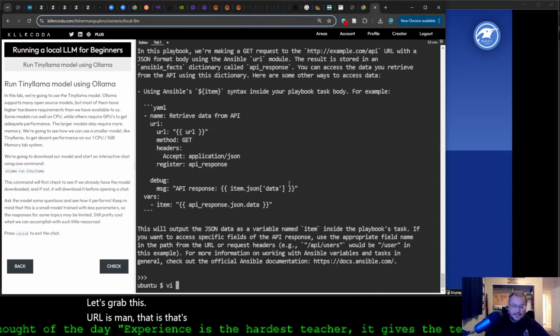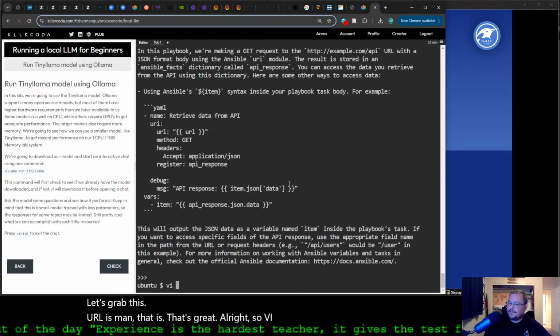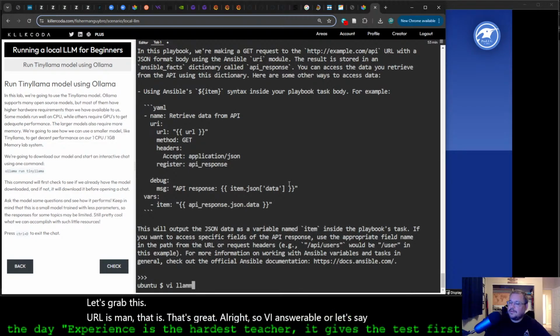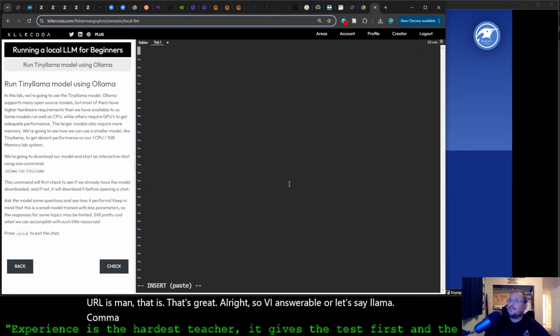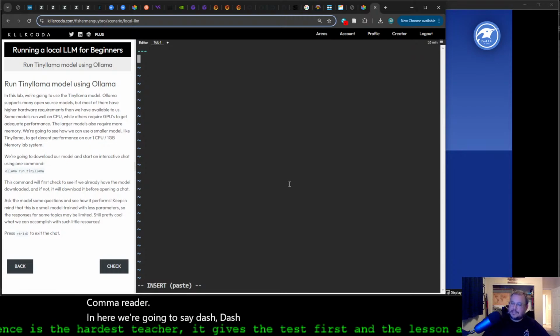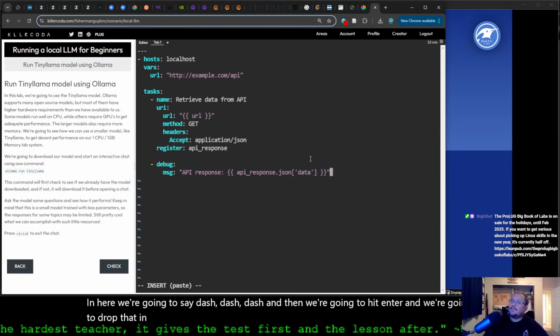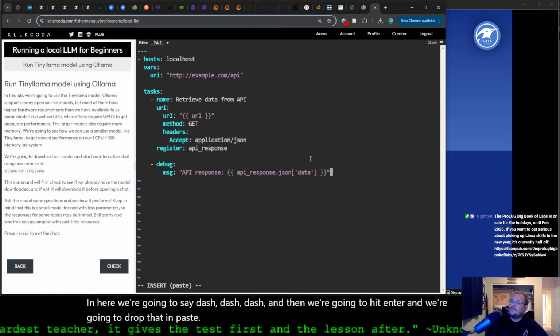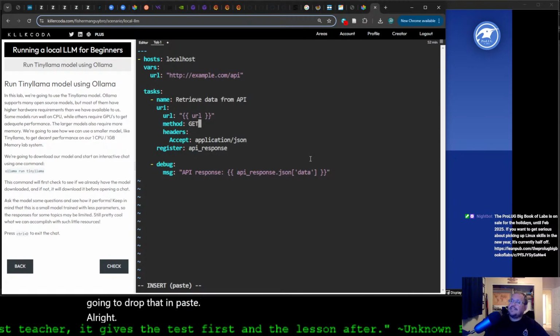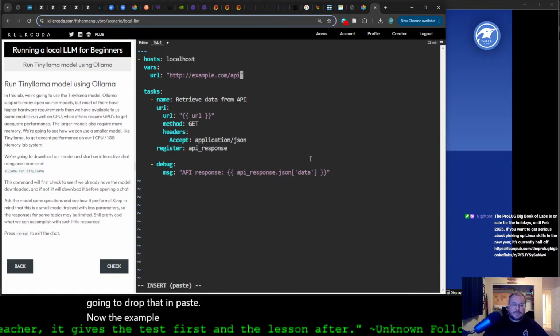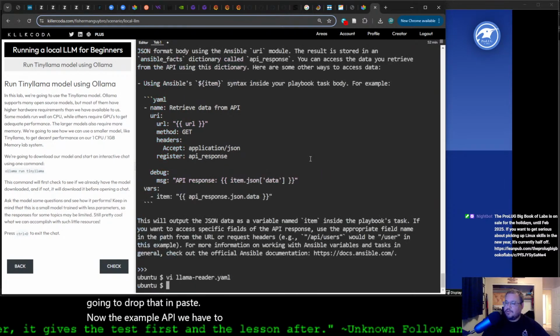All right, so vi, Ansible, or let's say llama reader.yaml. In here, we're going to say dash dash dash, and then we're going to hit enter and drop that in. Paste. All right. Now, the example API we have to fix. Escape, :wq.